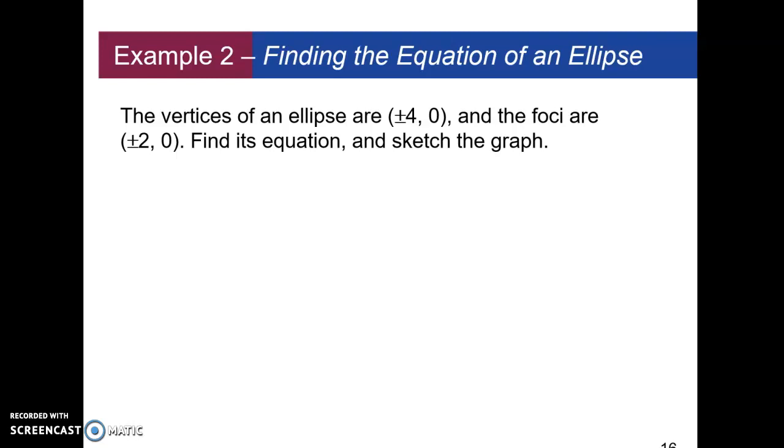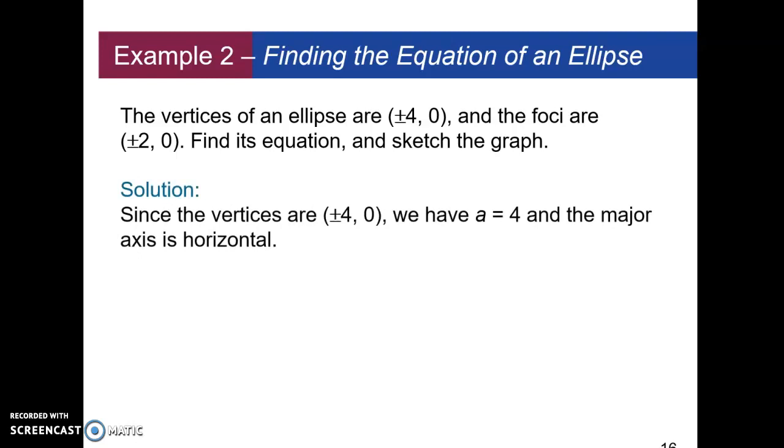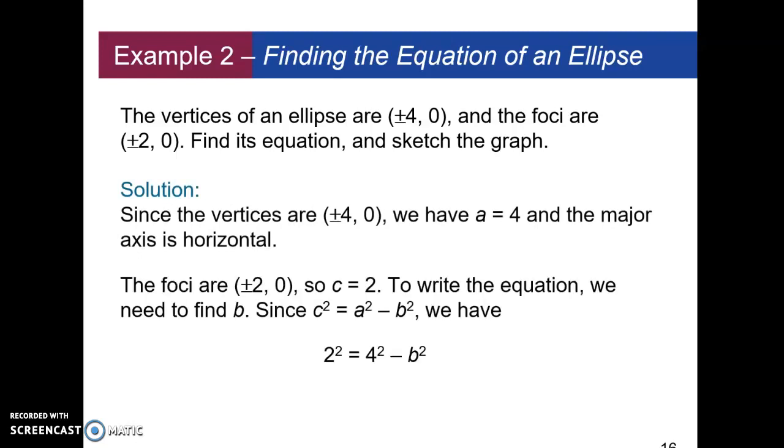From the vertices, we can determine the value of A, and from the foci, we can always determine the value of C. So A must be 4 and C must be 2. Therefore, we know the relationship between A, B, and C is that C squared is always equal to A squared minus B squared. A is always bigger than B.